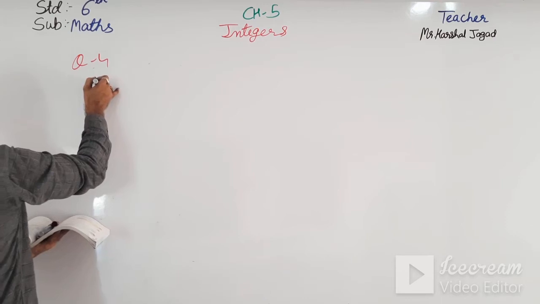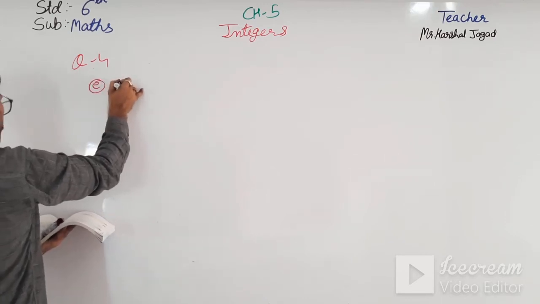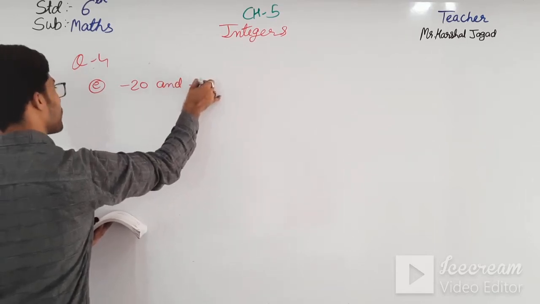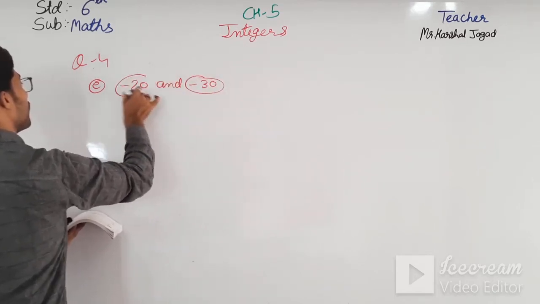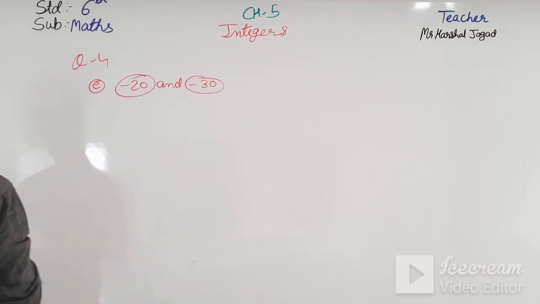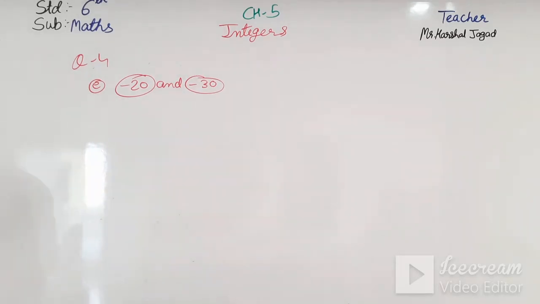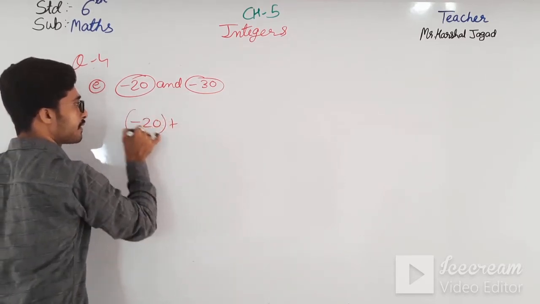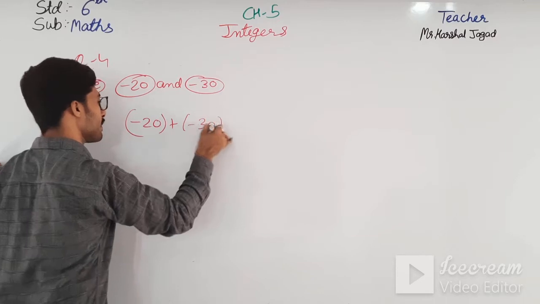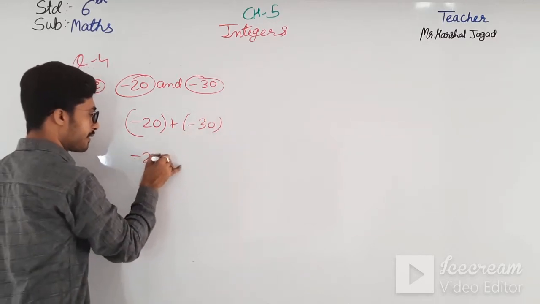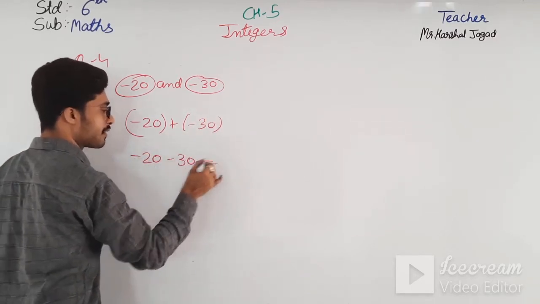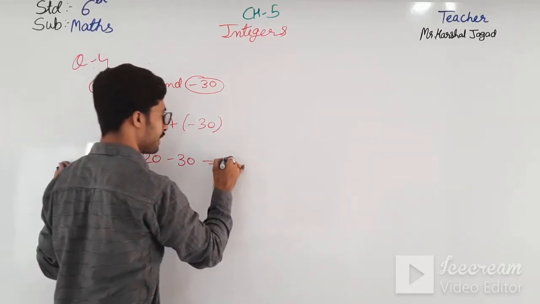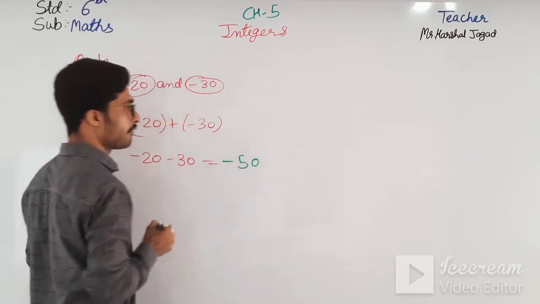Here question number 4, we are taking E. How we have to do: minus 20 and minus 30. You have to add this. Then how will you add? So minus 20 plus minus 30, so it will be minus 20 minus 30. Minus minus will be plus. So minus 20 minus 30, that is minus 50.